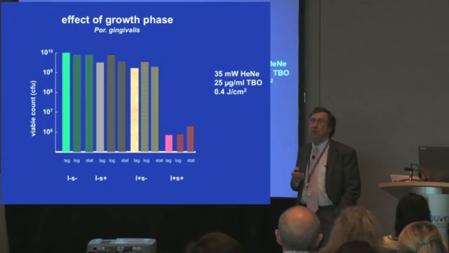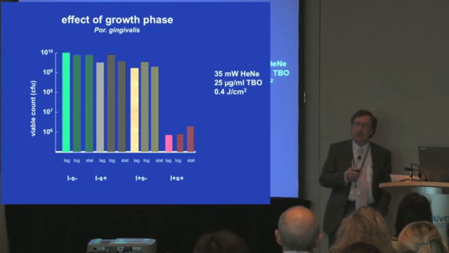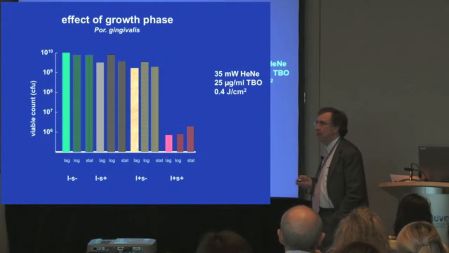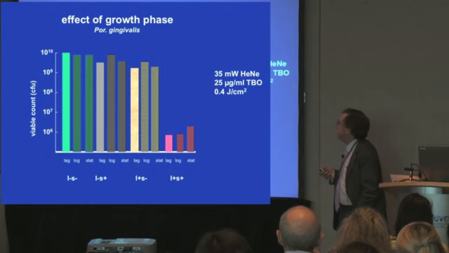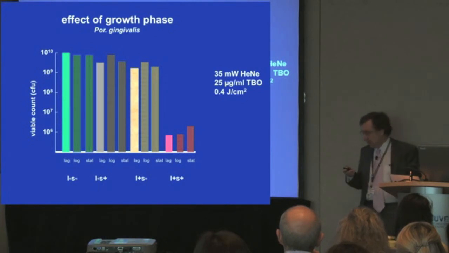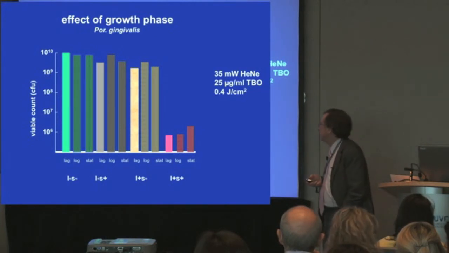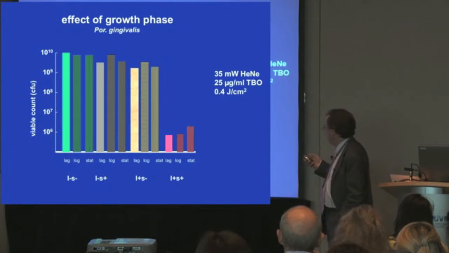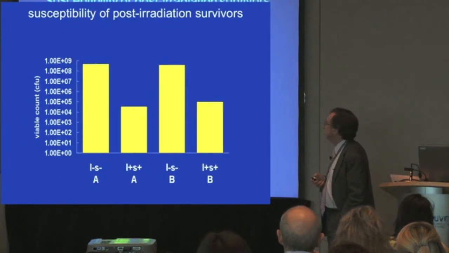Stationary phase cells and lag phase cells are very, very resistant to antibiotics. In general, most antibiotics are only effective against rapidly growing cells. And you can see that in the case of PDT, the three growth phases are more or less identically susceptible. So there's no real effect of growth phase. This is with using toluidine blue and a helium neon laser.